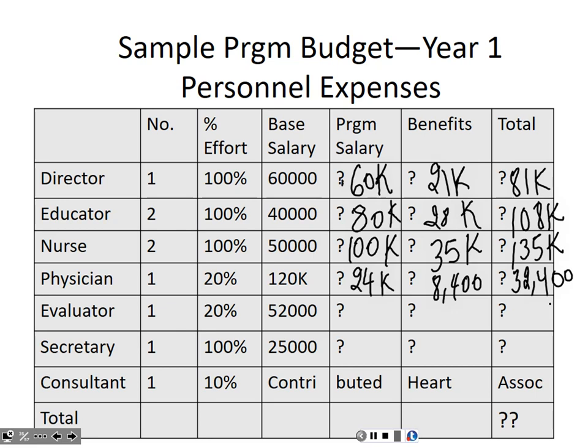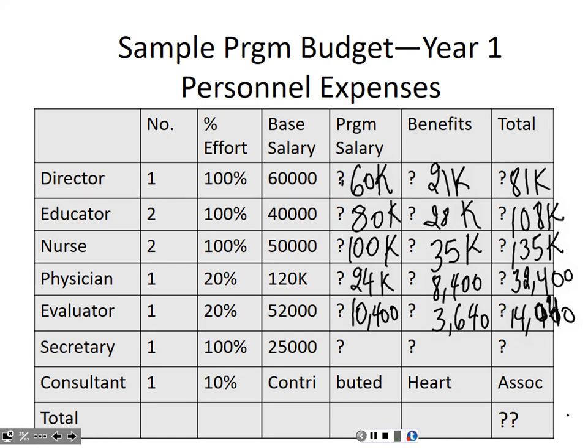Okay. Evaluator. 10,400. So that's again their 52,000 base salary multiplied by their percent effort on my program. Benefits. 3,640. Total. 14,040. I told you I can do it.